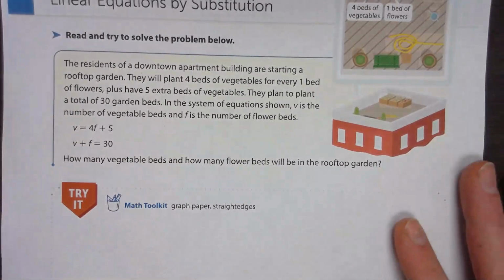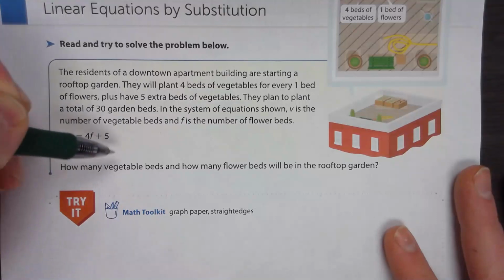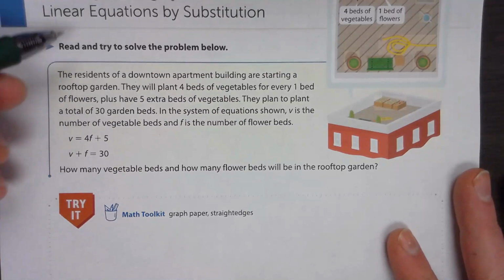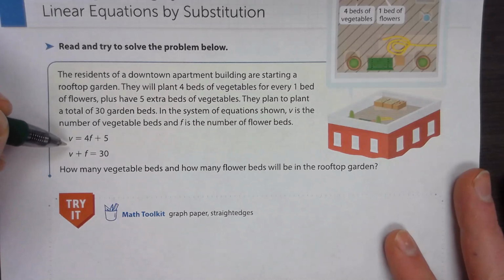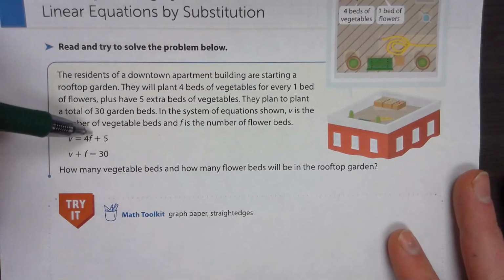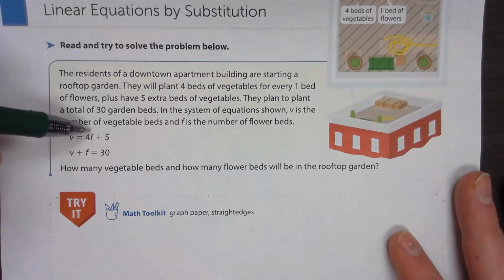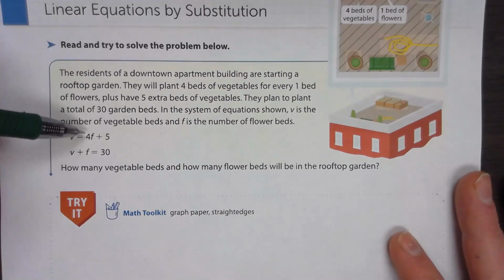I think it'll be helpful for us to pause here and say, like, where did they come up with these equations? Because eventually, I'm going to want you to come up with the equations. So let's take a look at this. This is V. It is the number of vegetable beds. And so they're saying that the number of vegetable beds is going to be equal to the number of flower beds times 4, plus there's going to be 5 more extra vegetable beds. So if I take the number of flower beds times 4 and add 5 to it, I will get my number of vegetable beds.